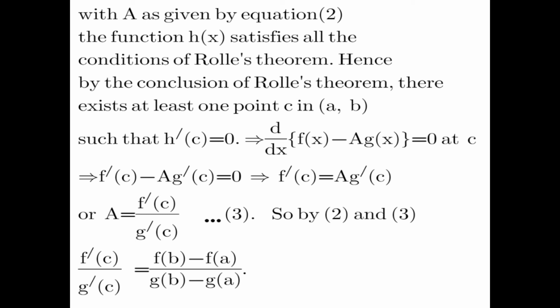Here we know that if g'(c) is equal to 0, then the LHS becomes infinity. So g'(x) not equal to 0 for every x in the open interval (a,b), that is the third condition, must be essential. And also if g(a) is equal to g(b), then the denominator in the right hand side becomes 0. So again the right hand side becomes infinity.